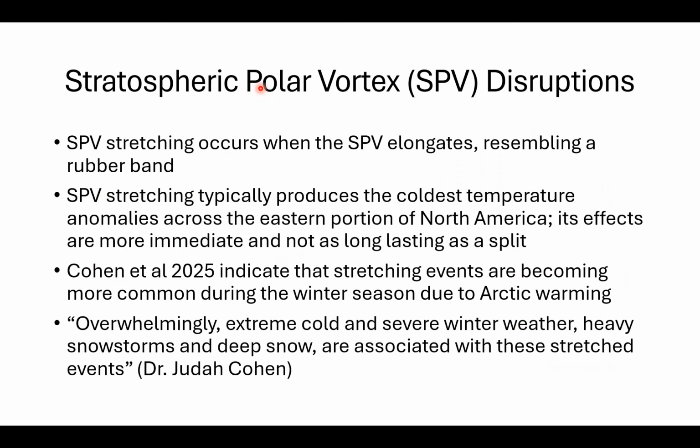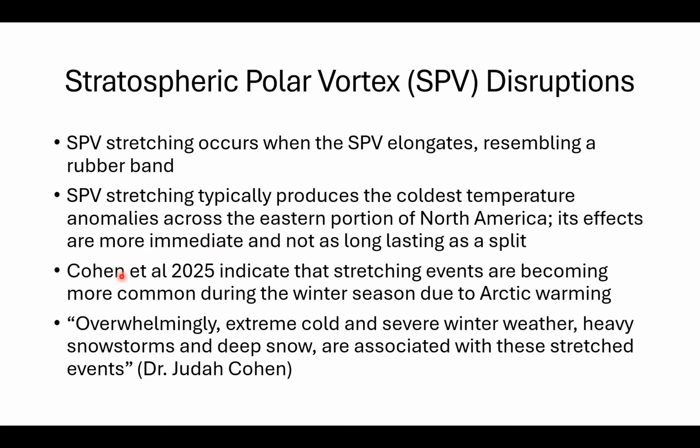All right, for stratospheric polar vortex stretching, this generally occurs when the SPV elongates, resembling a rubber band. The SPV stretching typically produces the coldest temperature anomalies across the eastern portion of North America, and its effects are more immediate when you get a stratospheric polar vortex stretching event. They do not last as long as compared to a stratospheric polar vortex split.